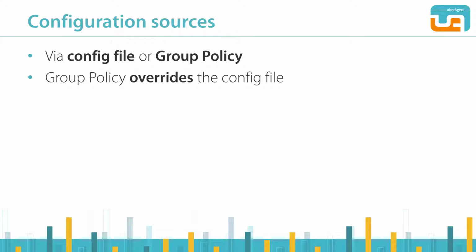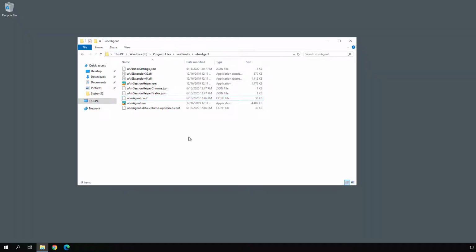But it's important to choose one option and not mix them. The main reason for this is that Group Policy overrides the config file. Mixing the two options can lead to confusion if settings are made in the config file but not applied by the agent. Let's see both options in action.